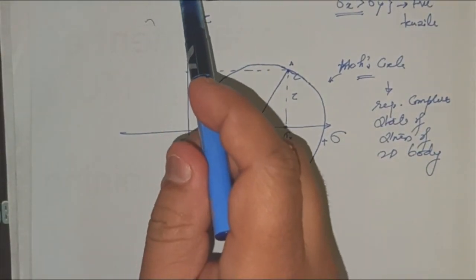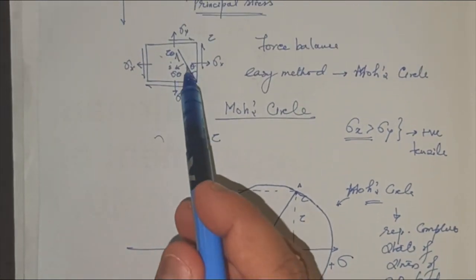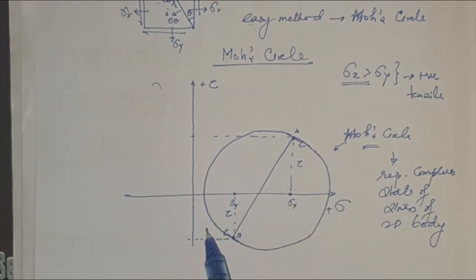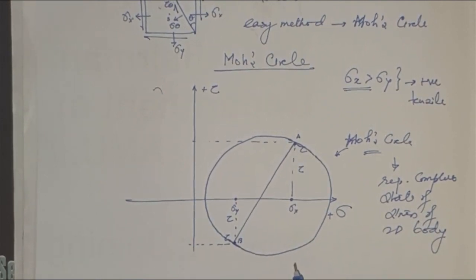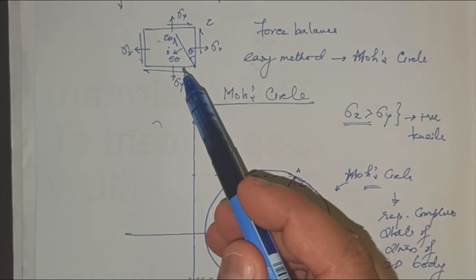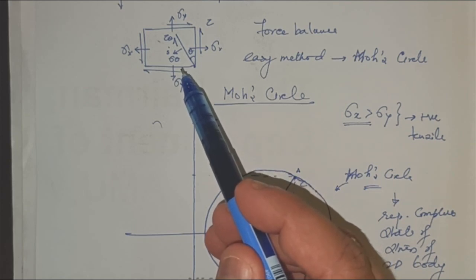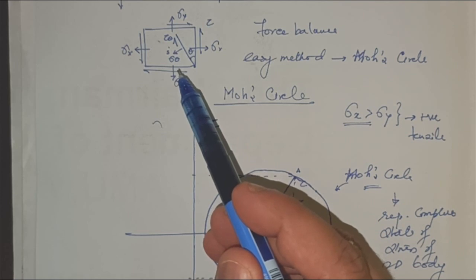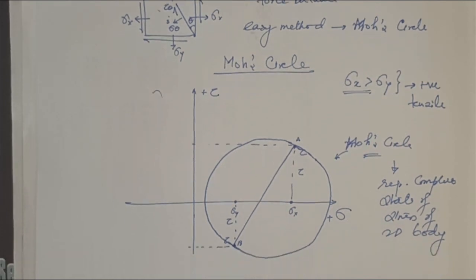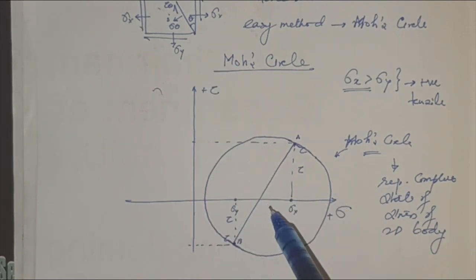That means you take any angle on this 2D body in the rotation, and you will find a corresponding value on the periphery of the Mohr circle. But just remember one thing: if you want to find the stress components on an orientation theta, in the Mohr circle you have to use 2 theta. That means in the Mohr circle the angle will be doubled, and I will tell you why that happens.